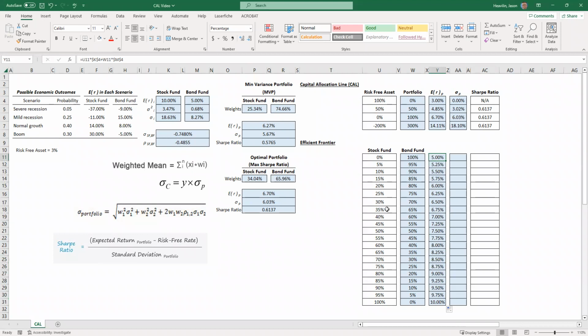As we combine the stock fund and the bond fund, notice that our expected returns are going up until we reach 100% of the stock fund and 0 in the bond fund with 10%. Now let's do the standard deviation. We're going to follow the same formula here, which on the previous videos we used for this, this and this.